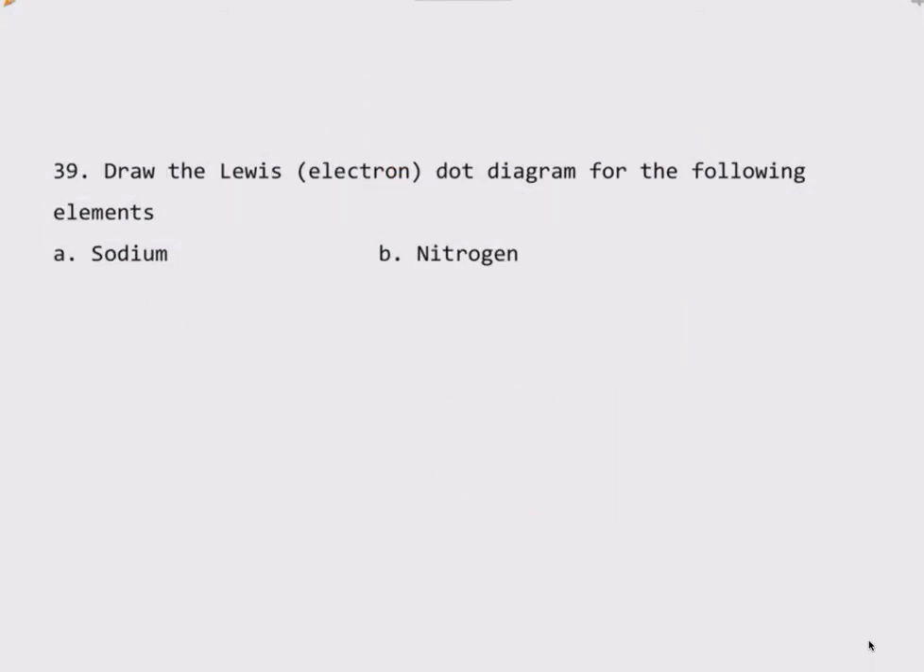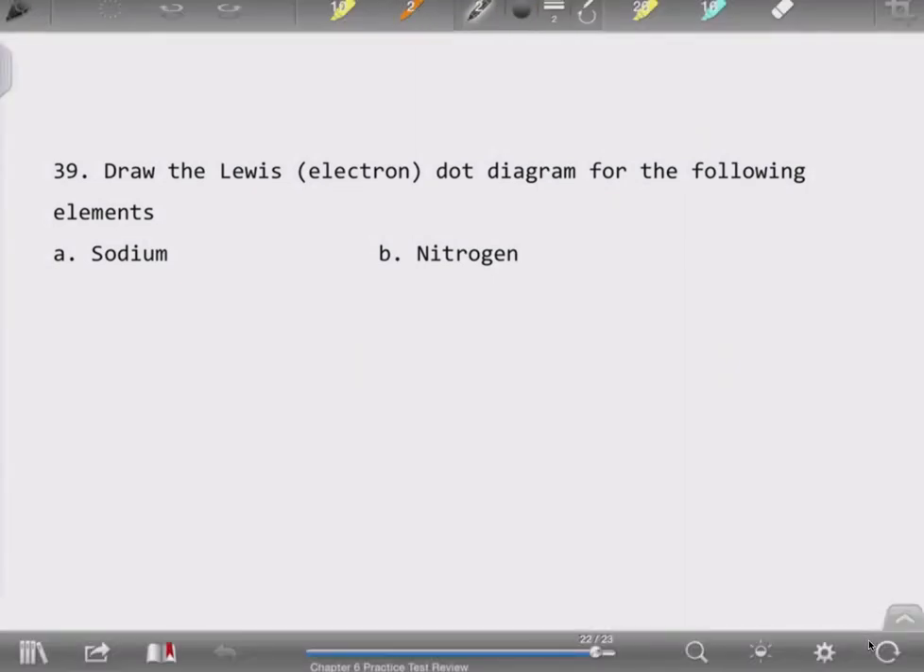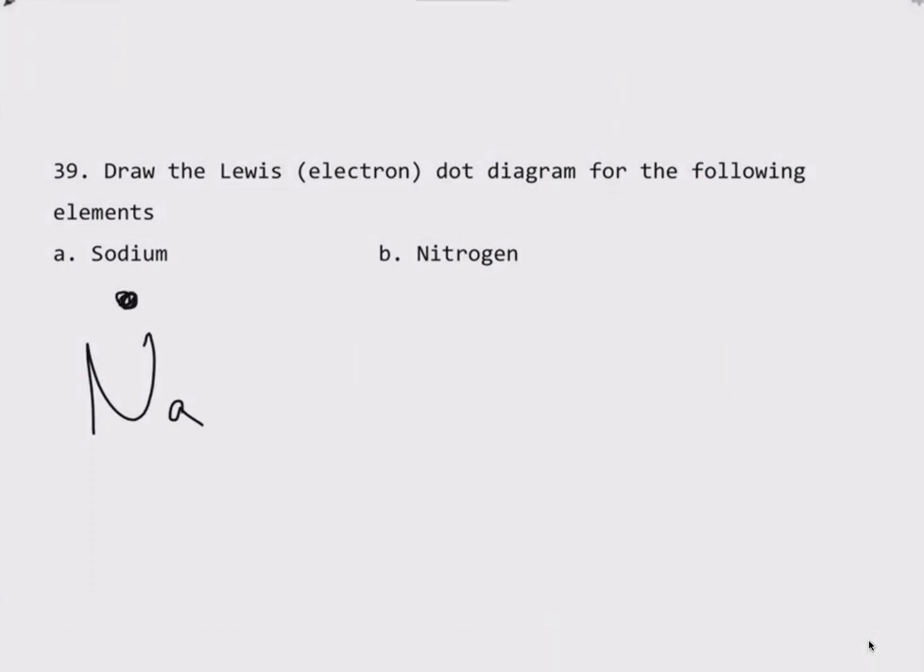Draw the electron dot diagram for the following elements, sodium and nitrogen. We did this toward the end of the last chapter as well. What you really need to know is how many valence electrons there are. Sodium is in group 1, which means it has 1 valence electron. So to draw the dot diagram, you put the symbol for sodium, Na, and then you add 1 dot for the 1 valence electron. You could put it on any of the 4 sides. Nitrogen has 5 valence electrons because it's in group 15. So we're going to add 1, 2, 3, 4, 5 valence electrons. And there's the dot diagram for nitrogen.